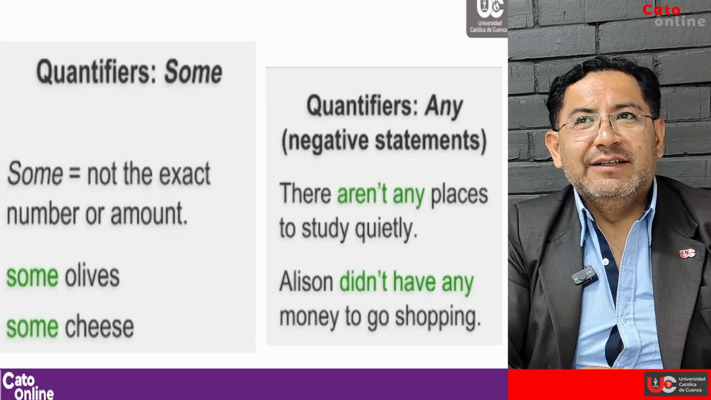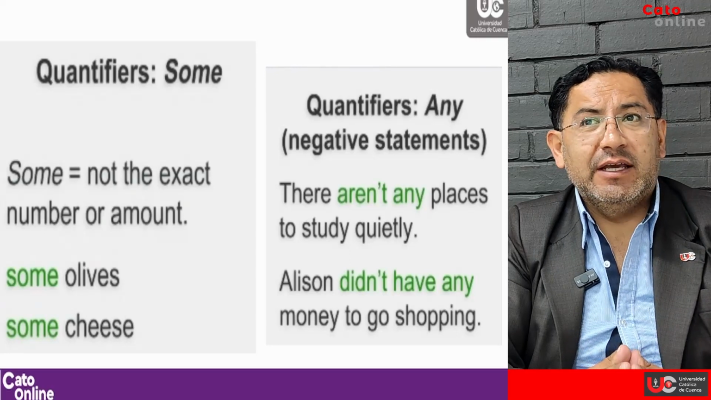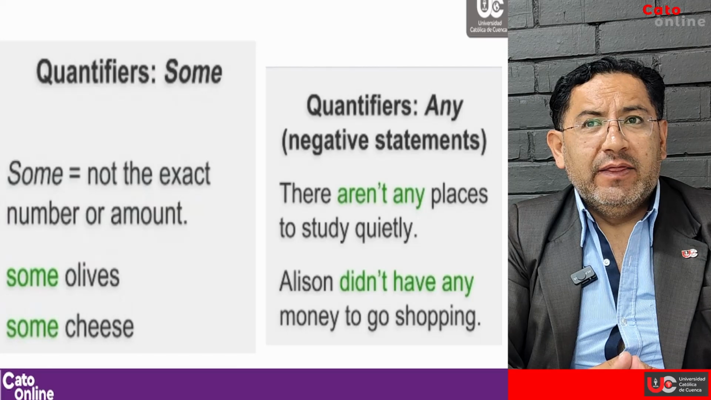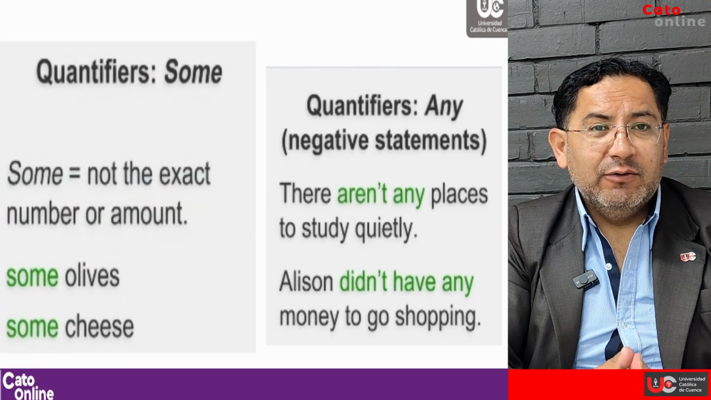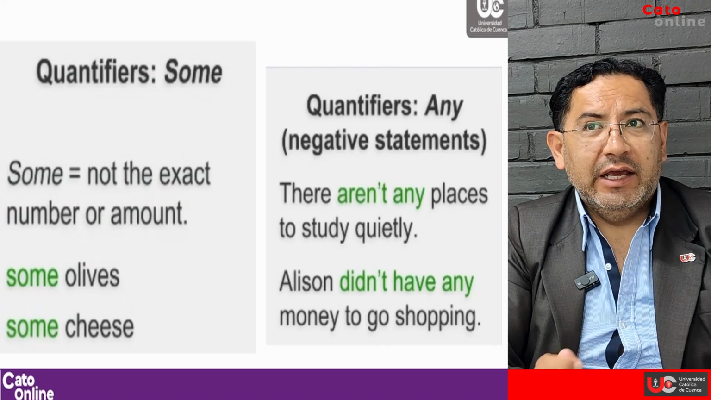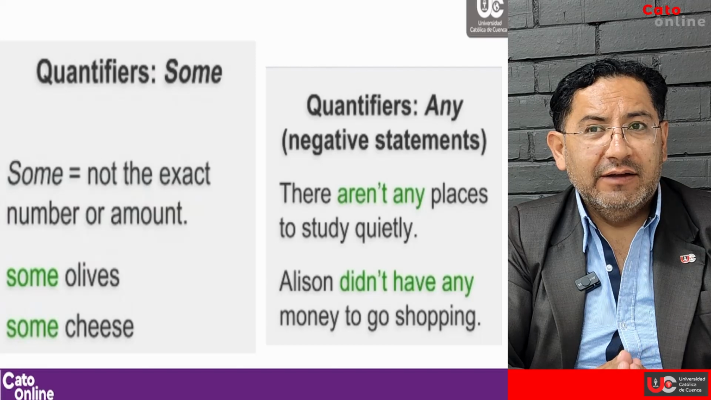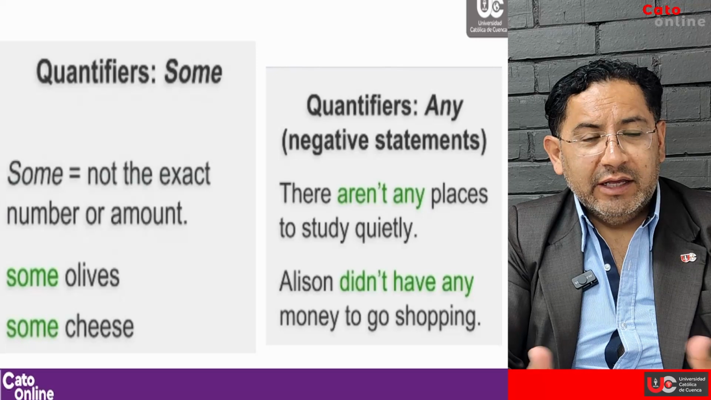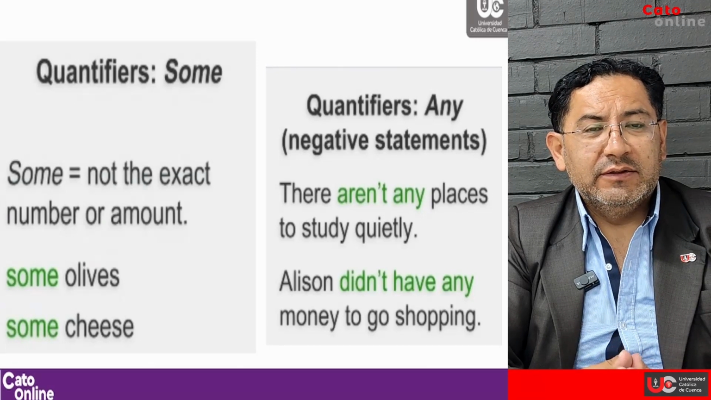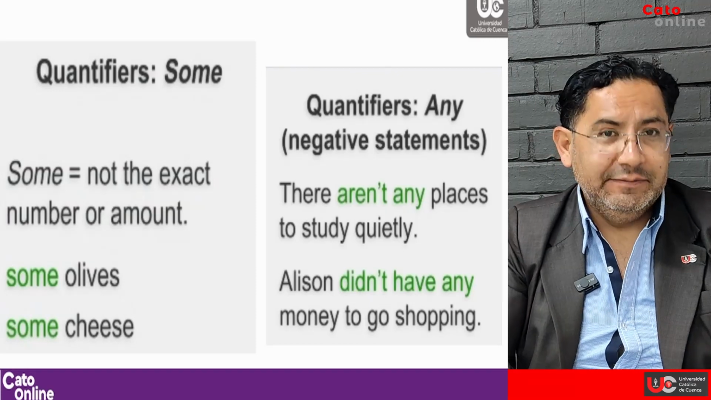Okay, excellent. Any, we have to use with negative statements. For example, there aren't any places to study quietly. Aren't any. Allison didn't have any money to go shopping. Remember, in negative sentences, we have to use any. Aren't any, didn't have any.